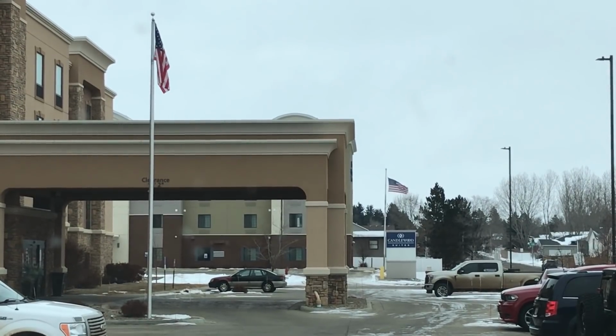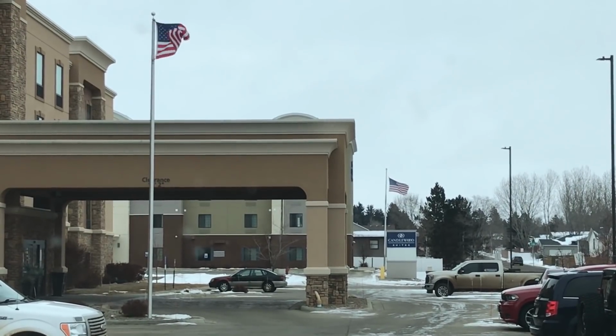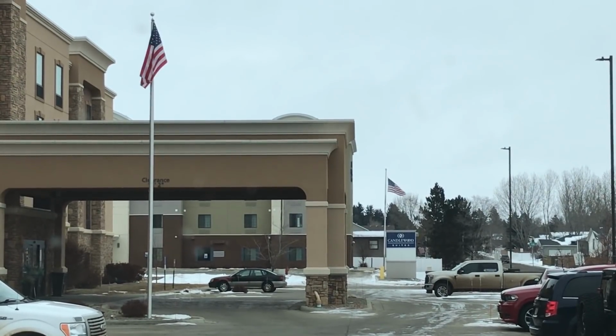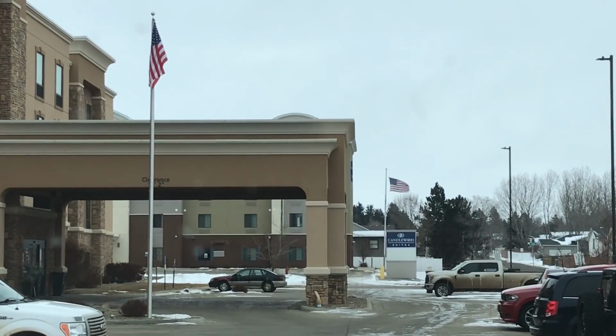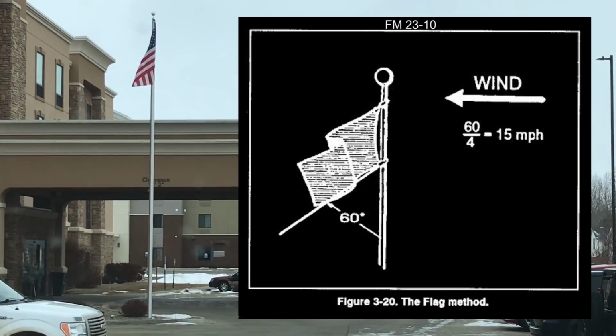We're going to use the flag method to indicate wind speed and direction. Typically, the way people say it works is if you have a wind flag or a wind sock, you take the angle the flag is blowing and divide that angle, the degrees, by 4, and that'll give you your approximate wind speed in miles per hour. Now, it's kind of an old method. It's in the old FM 23-10 manual.